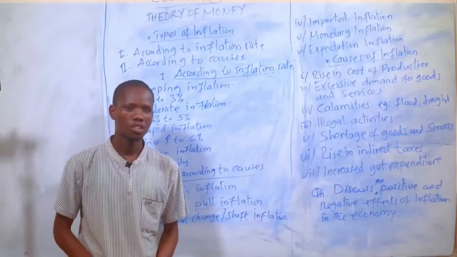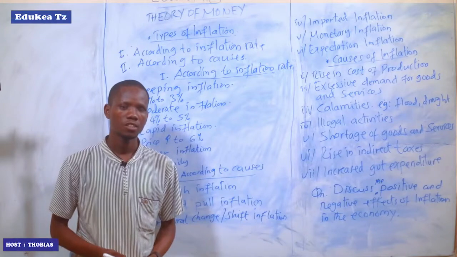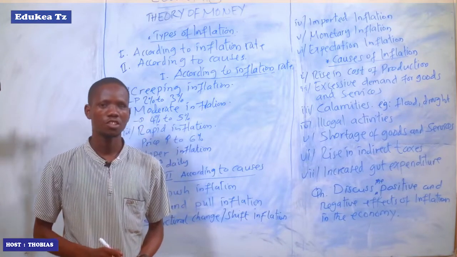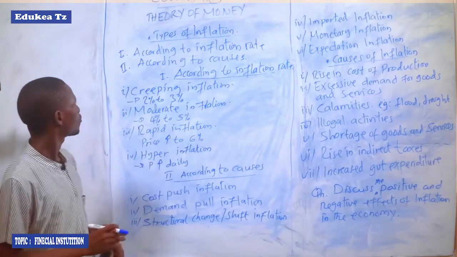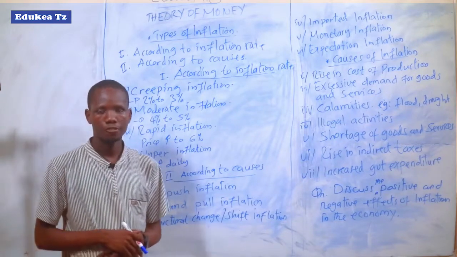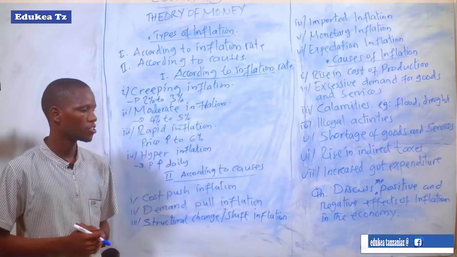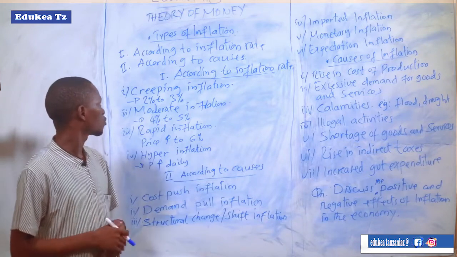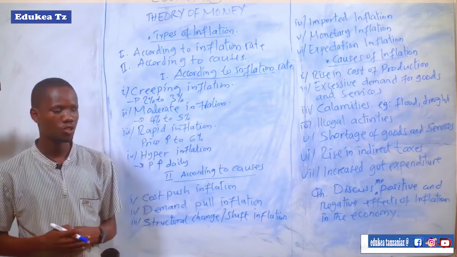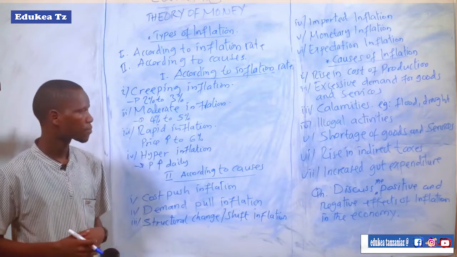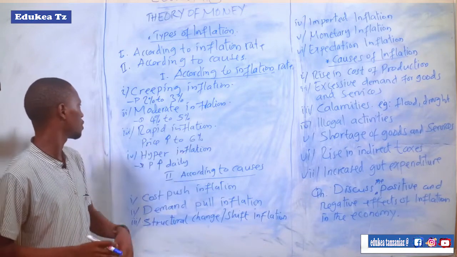Hello guys, we are still proceeding with our topic, which is theory of money, in our subtopic, that is inflation. Now let's look at the types of inflation. This is divided into two parts: types of inflation according to inflation rate and types of inflation according to the causes. Now let's look at types of inflation according to inflation rate.